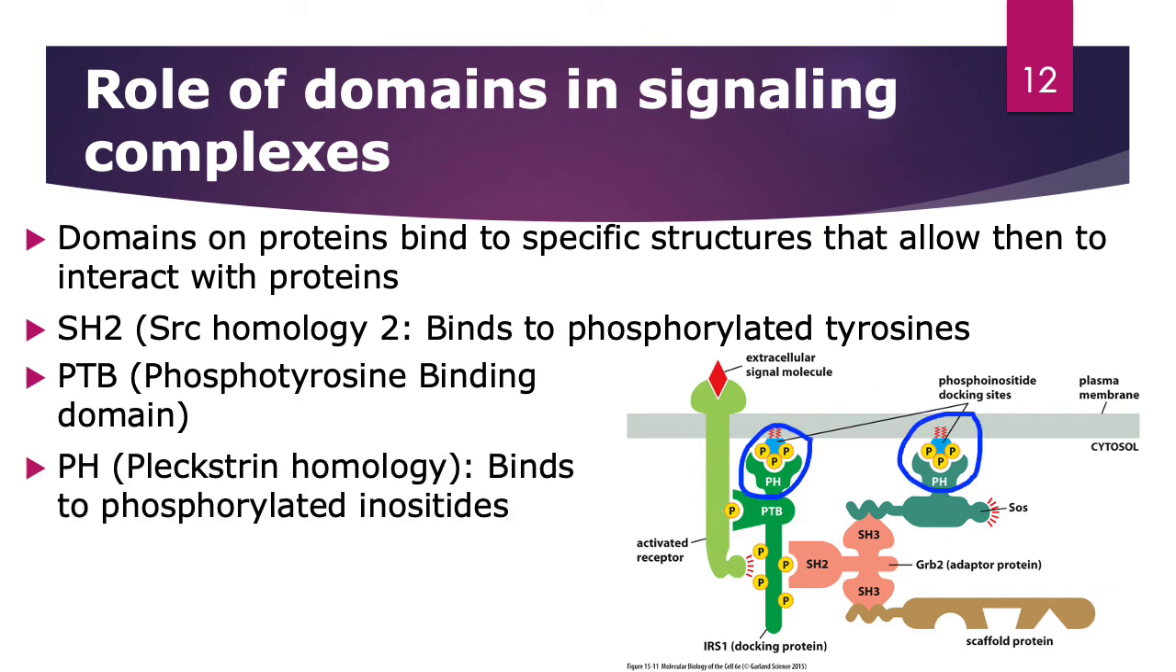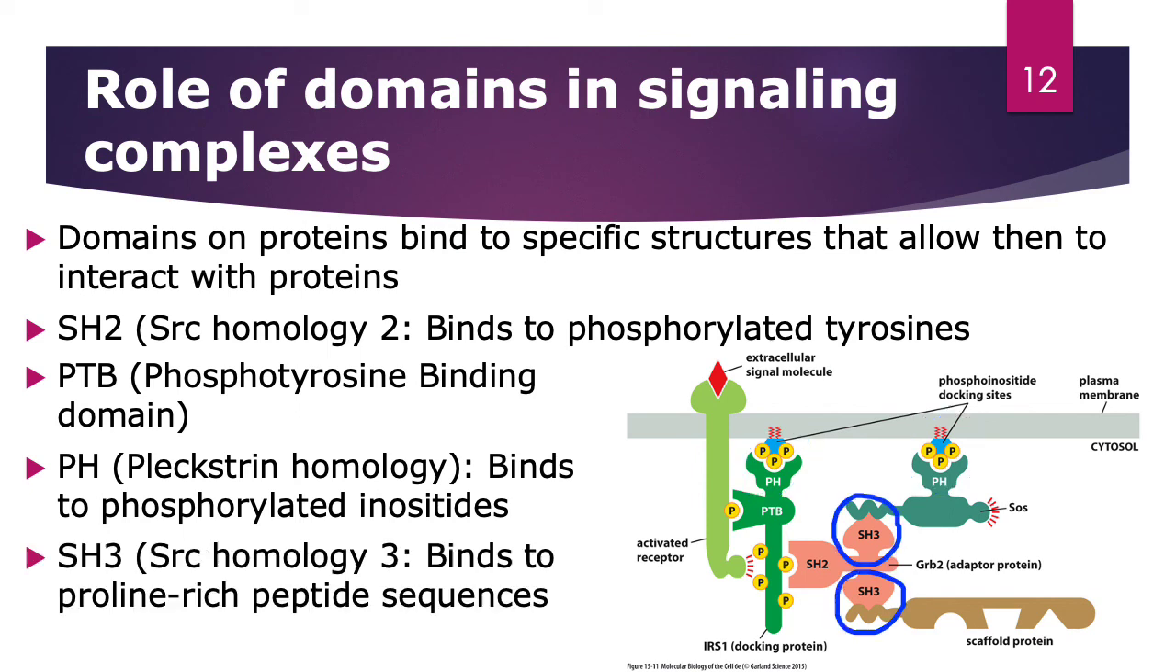Another domain is the pleckstrin homology domain, or PH domain, that can bind to special phosphorylated lipids present on the plasma membrane, like the phosphorylated inositides. Another domain that allows proteins to interact with one another is the SH3 domain, or the Src homology 3 domain. This is a domain that binds to proline-rich peptide sequences that are present in proteins.